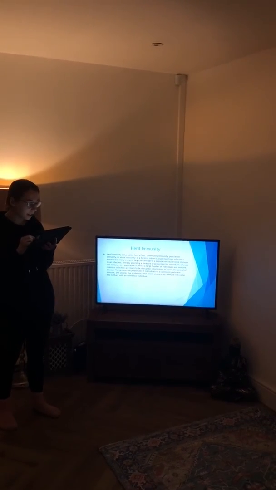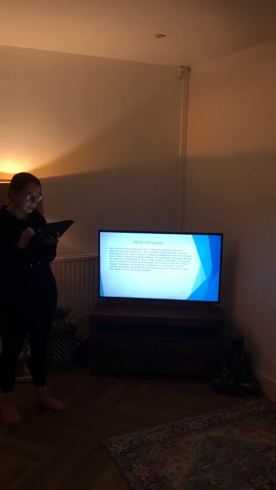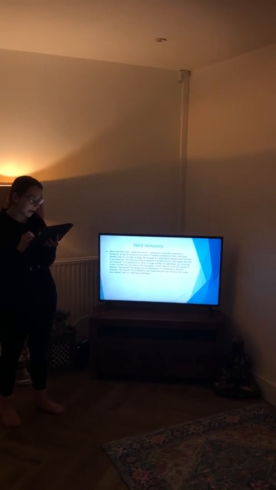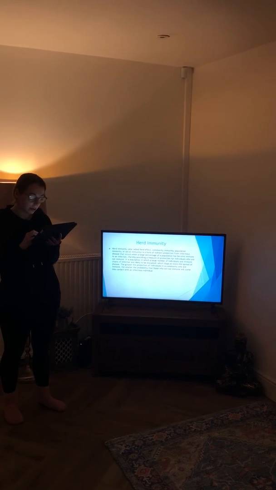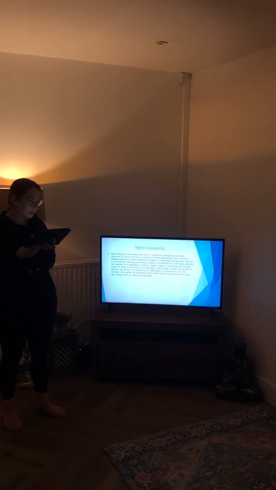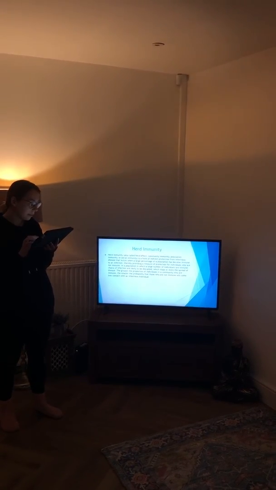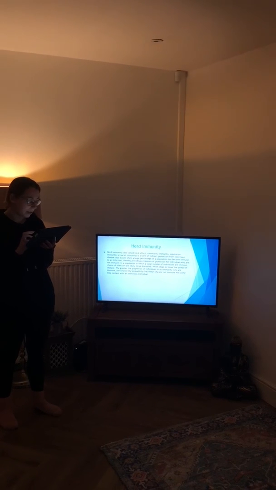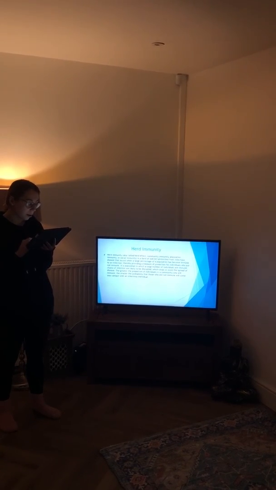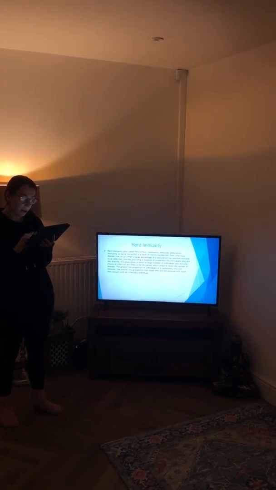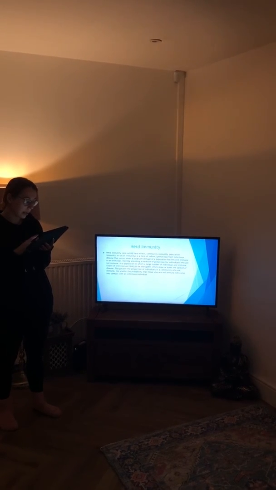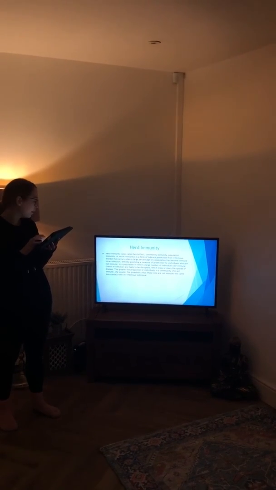In a population in which a large number of individuals are immune, chains of infection are likely to be disrupted, which stops or slows down the spread of a disease. The greater the proportion of individuals in a community who are immune, the smaller the probability that those who are not immune will come into contact with an infectious individual.